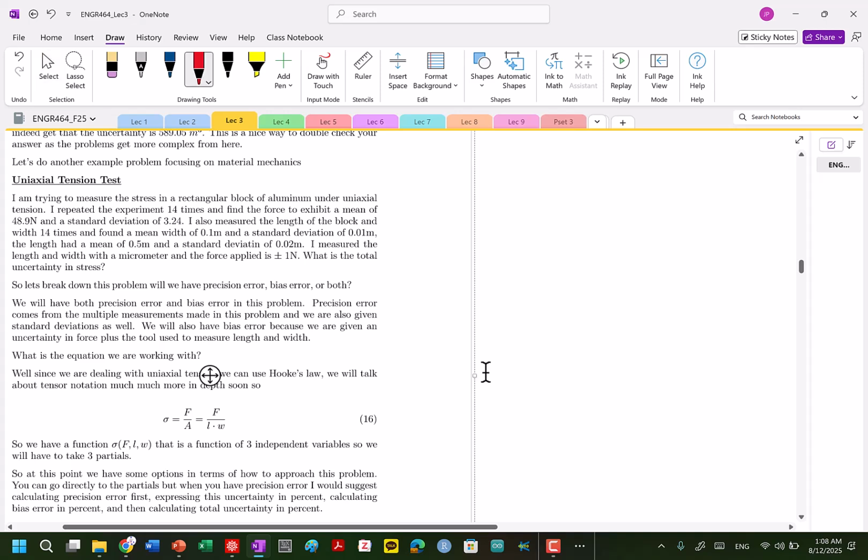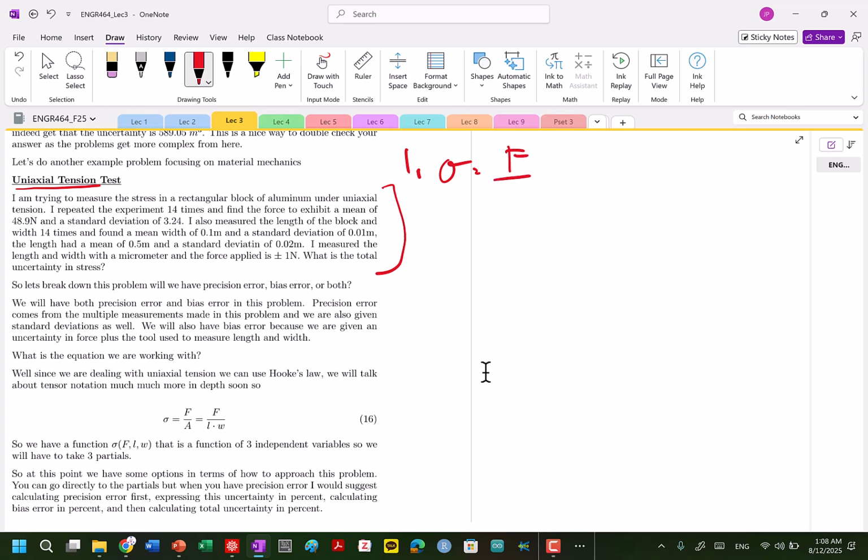So, uniaxial tension test. Trying to measure stress in a rectangular block of aluminum. Experiment 14 times, and so on. Measure the length of the block, width, et cetera. So what do we do in this problem? First step, what's our fundamental equation? Uniaxial stress, rectangular block of aluminum. We know that stress is equal to force per cross-sectional area. Now, is my stress a function of F over A? Are we given area? No, we're given length and width. So actually, we need to do one more step: force over length times width. So my stress equation is a function of F, L, and W.